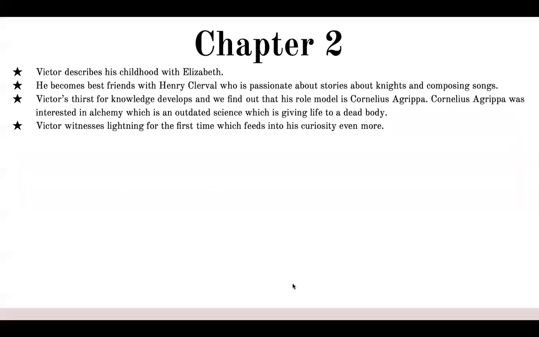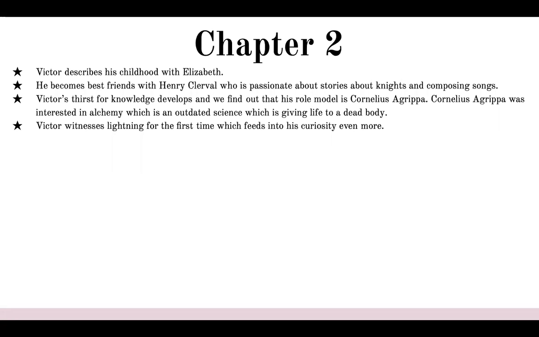So now let's move on to chapter 2. So, the events that took place in chapter 2. Firstly, Victor describes his childhood with Elizabeth, and he becomes best friends with Henry Clerval, who is passionate about stories, about knights, and composing songs. And Victor's thirst for knowledge develops, and we find out that his role model is Cornelius Agrippa.